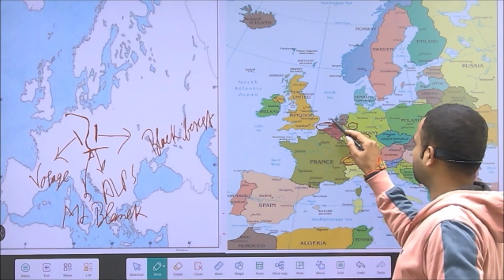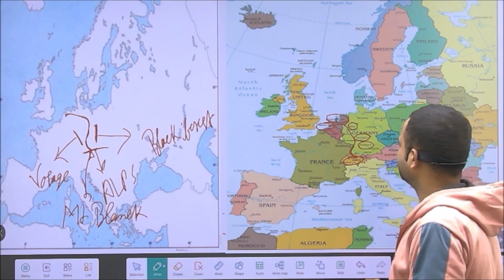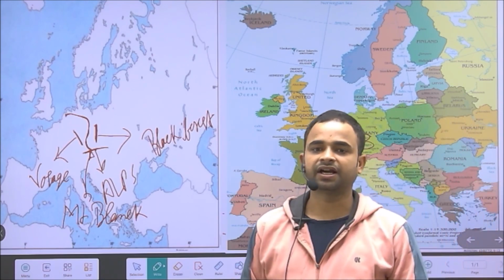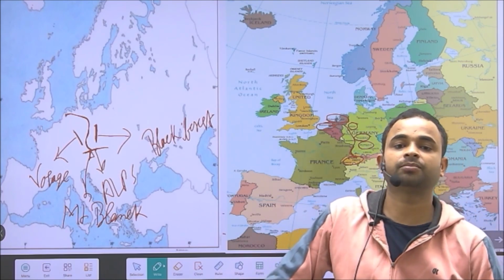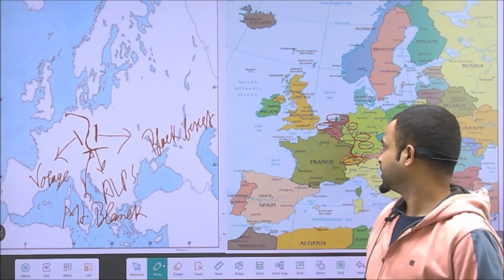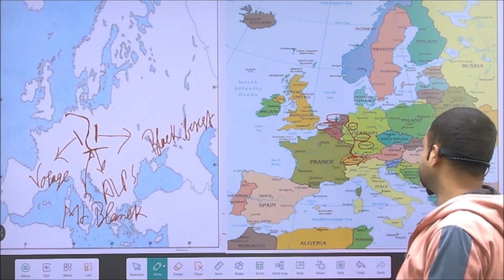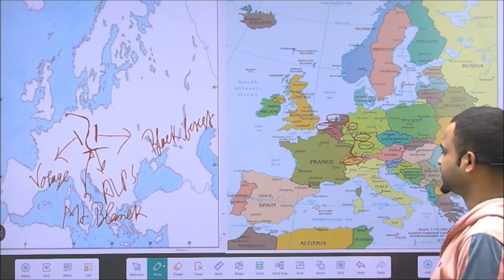And in the north of Rotterdam, you can see Amsterdam, which is the capital of Netherlands. There, it is popularly famous for polishing and cutting high quality of diamond. So these are facts about the Rhine River, which is the most important river.